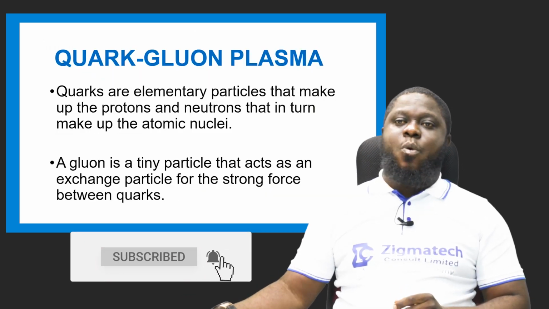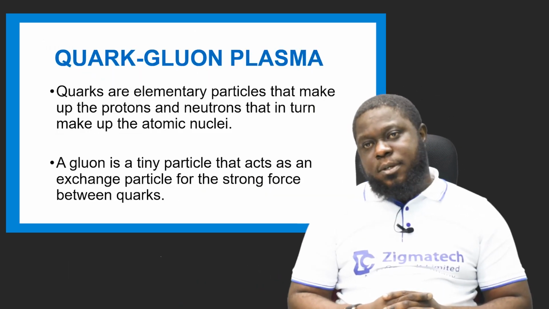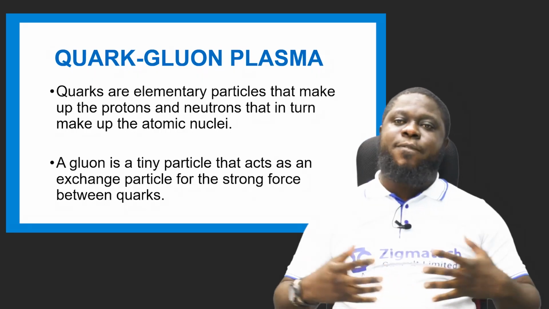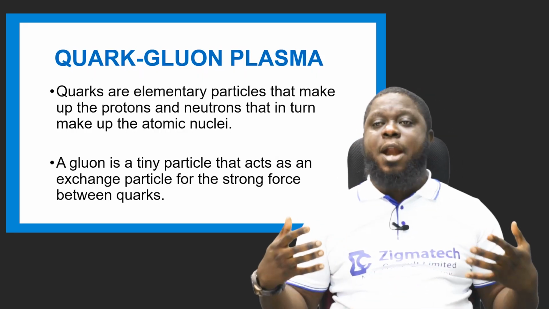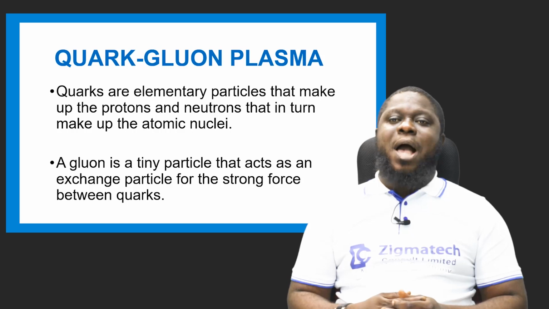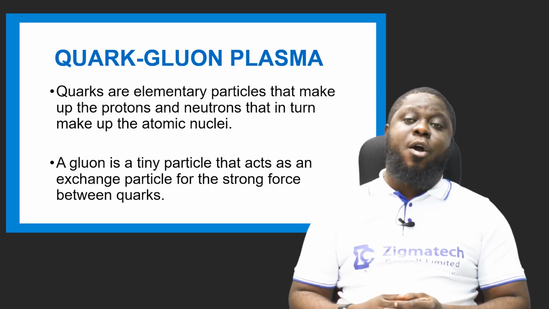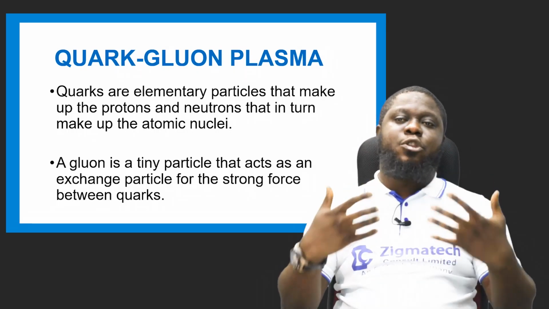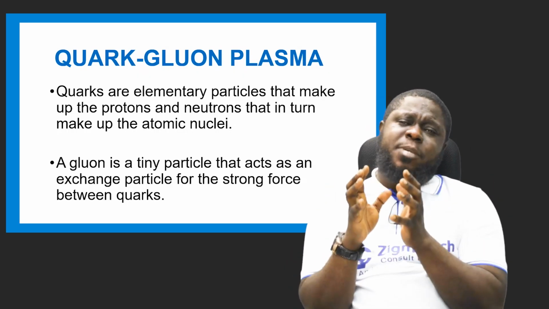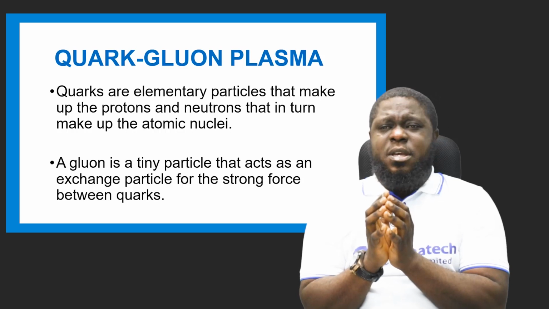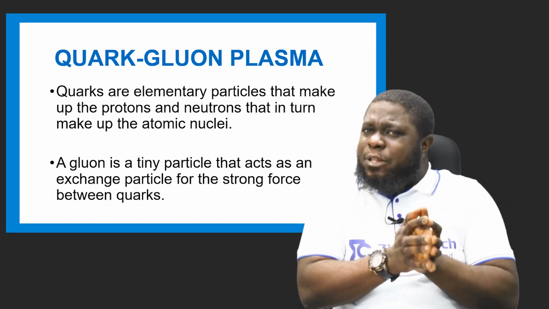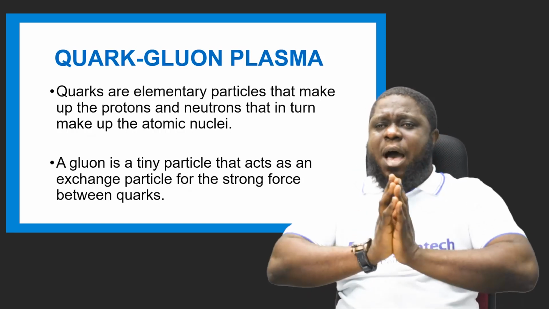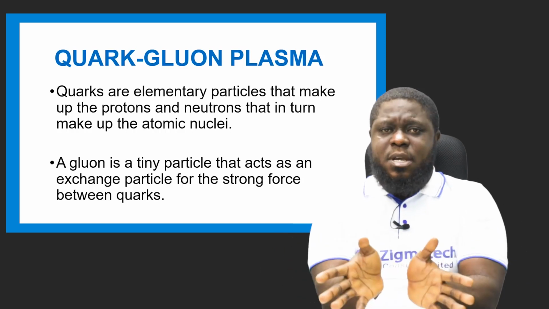Now the next one is the quark-gluon plasma. It is made up of quarks and gluons. Quarks are elementary particles that make up the protons and neutrons that in turn make up the atomic nuclei. I will explain this constructively when we talk about the atom, but in this case, I'll just explain it a little bit.